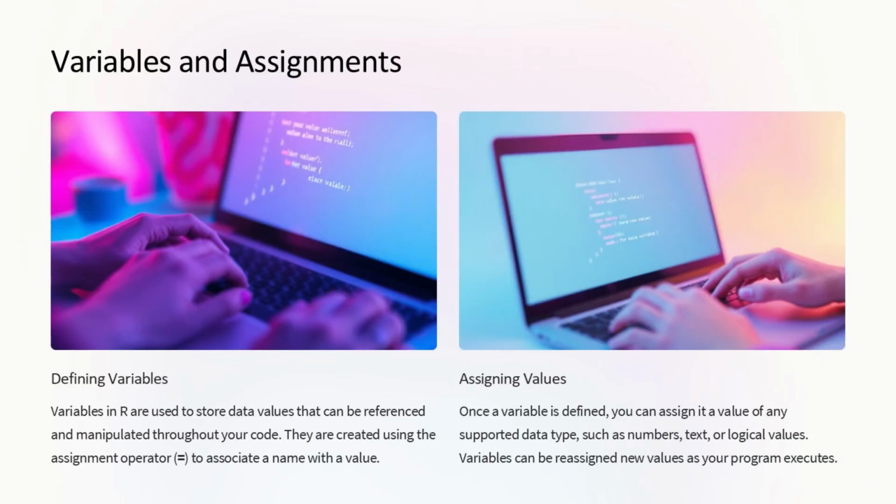Variables are an essential part of programming in R, allowing us to store and manipulate data throughout our code. We create variables by using the assignment operator, =, to associate a name with a value. Once defined, we can assign variables different types of data, like numbers, text, or logical values. Variables can be reassigned new values as our program runs, giving us flexibility to work with changing data. Understanding how to properly define and use variables is a fundamental skill for any R programmer.